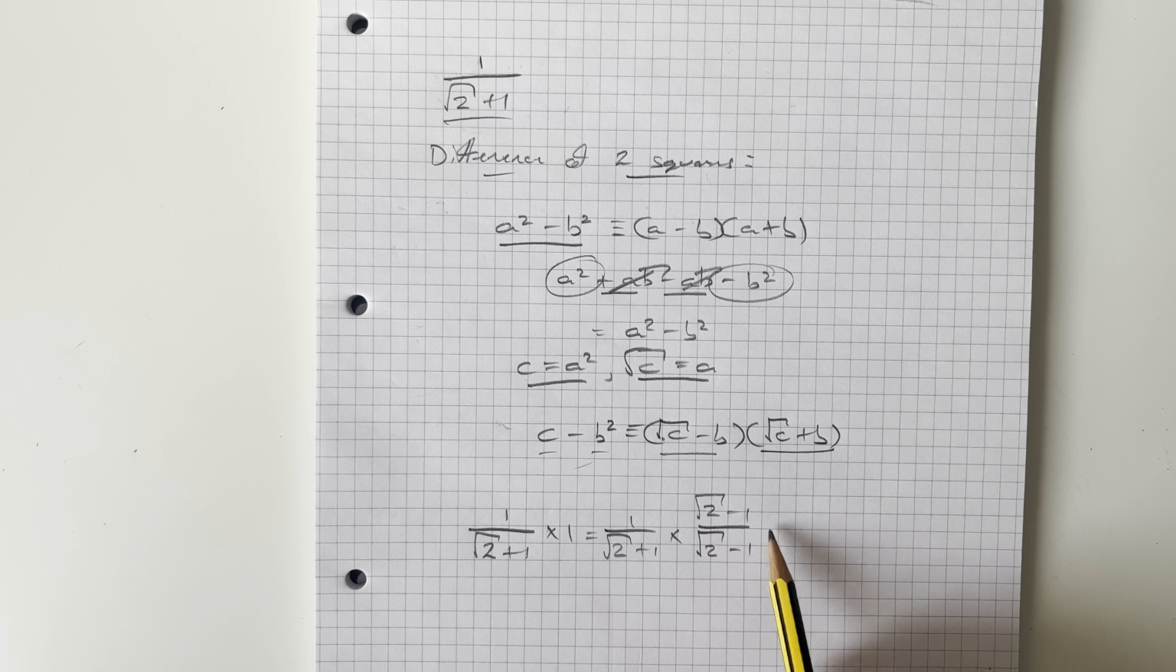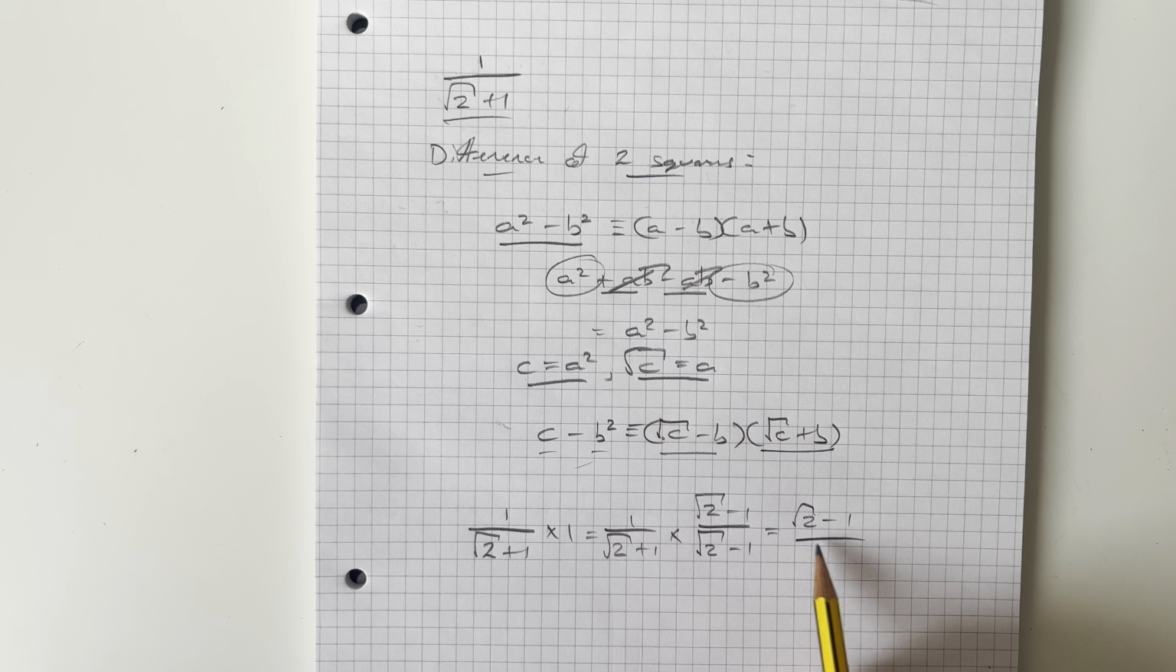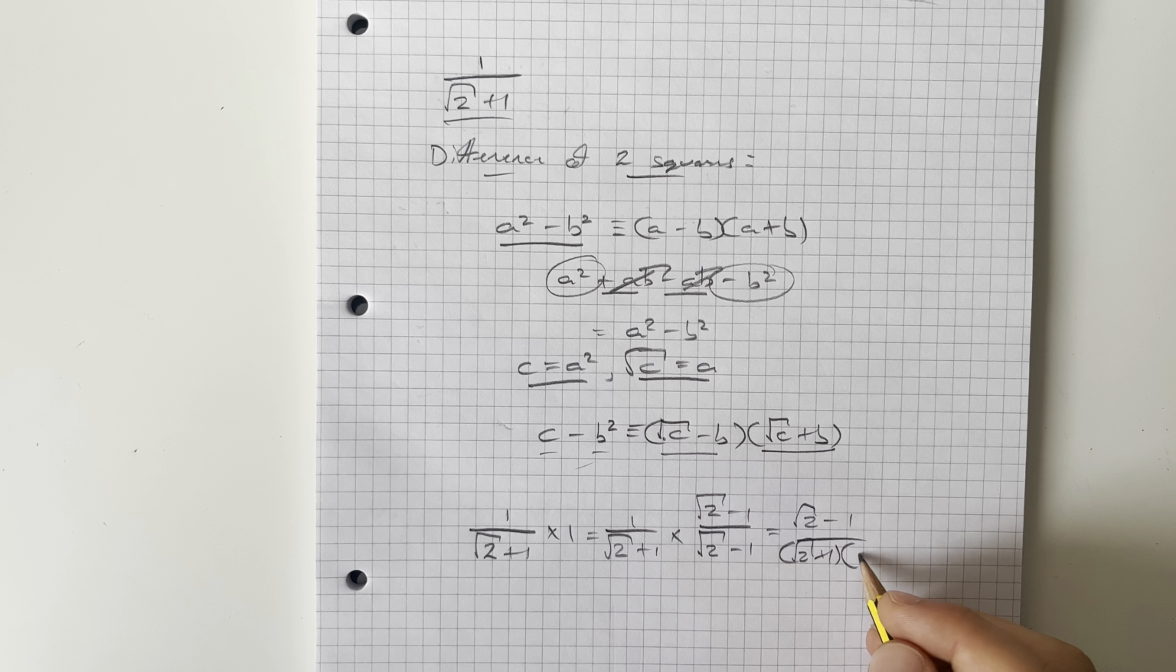Now we multiply across. Along the top, nice and easy, just 1 multiplied by that is going to give us the same thing: root 2 minus 1, sorry. And on the bottom, we could write it as the two brackets, root 2 plus 1 and then root 2 minus 1.